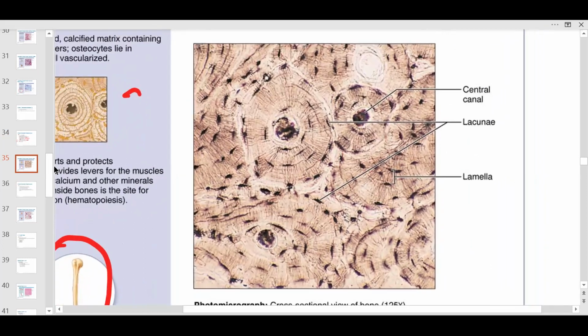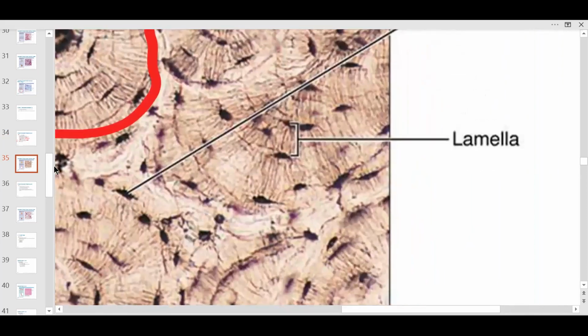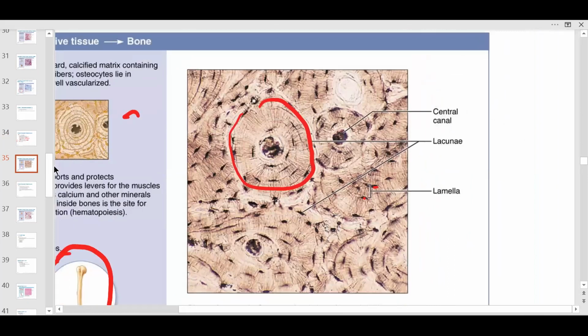So these are the osteons, these circular rings in compact bone only. So you have osteocytes, or the little black things that look like ants, and they're in lacunae. Lamella are the layers. And this is what it looks like. Nothing looks like this. Central canal is how the nutrients come in, upward and outward.